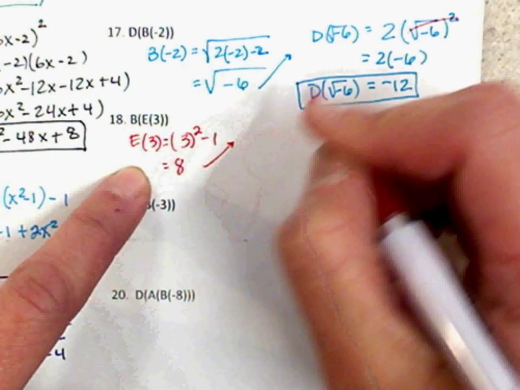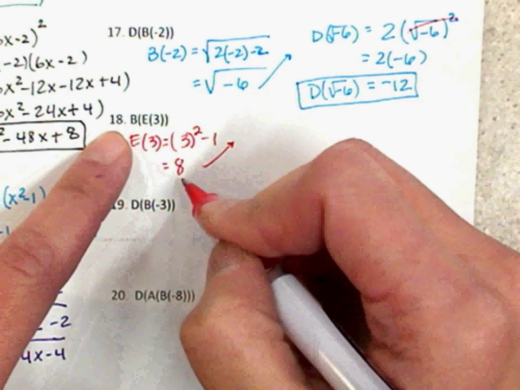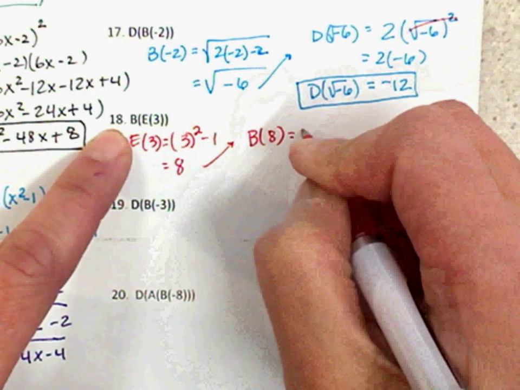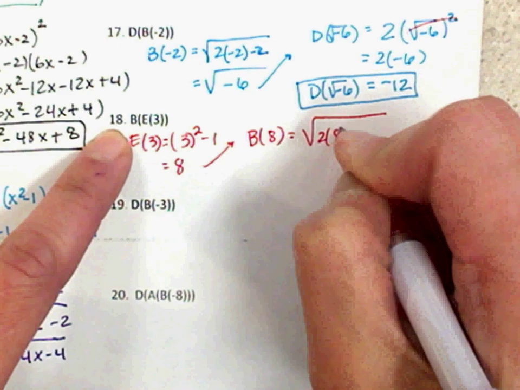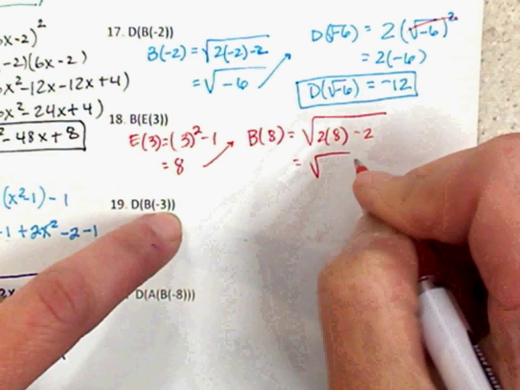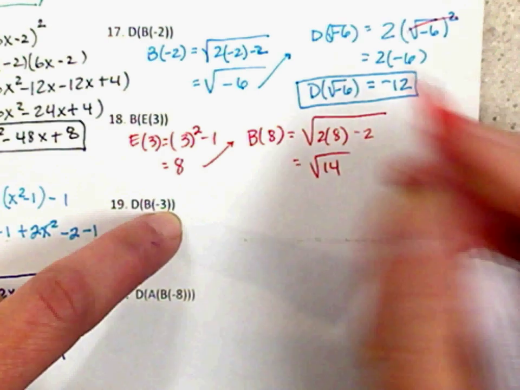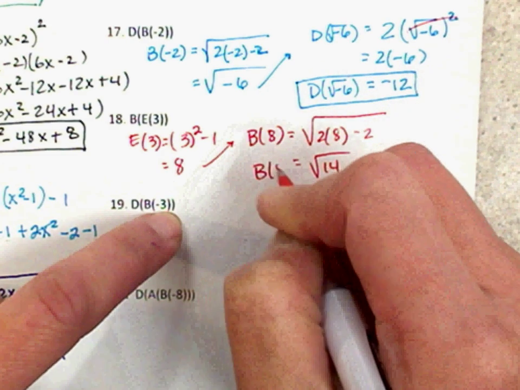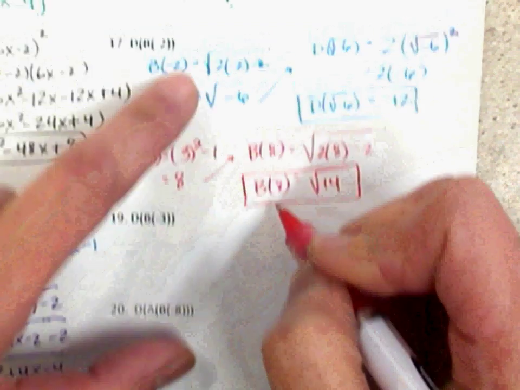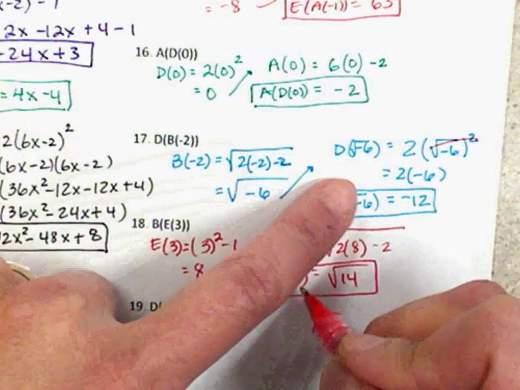And now we're going to substitute that new x into B. So you have square root of 2 times 8 minus 2. 2 times 8 is 16. 16 minus 2 is 14. So B of 8. Now notice I'm writing my answers in different forms. See all that? Just to let you know, I can take either one. Okay?